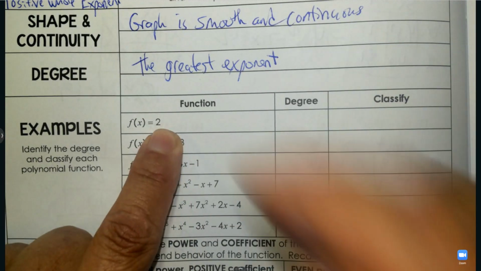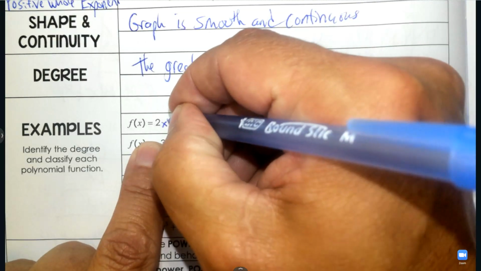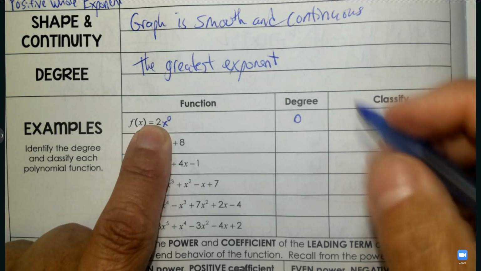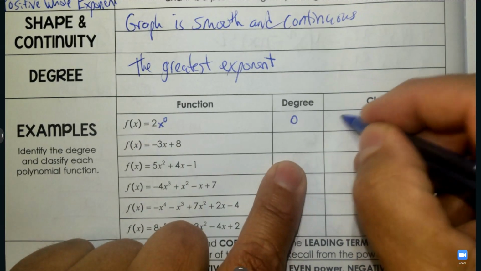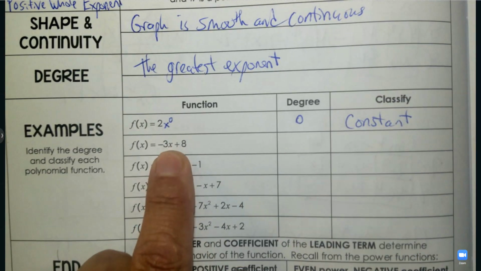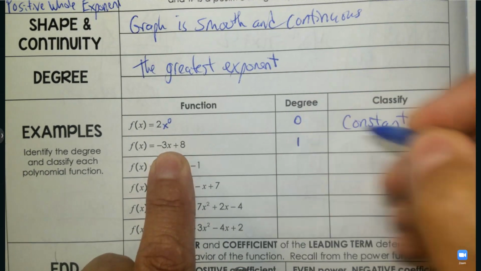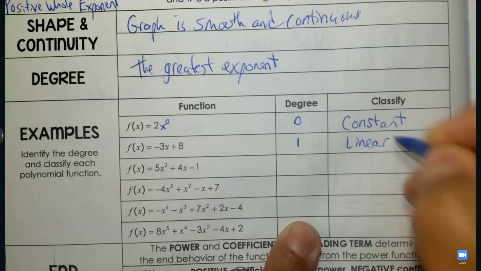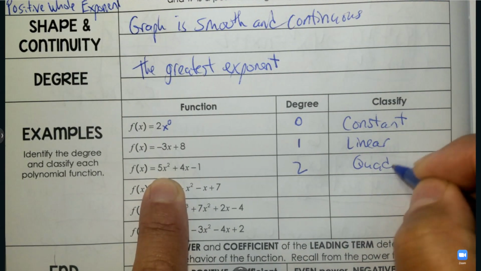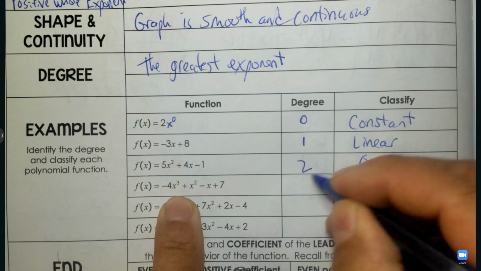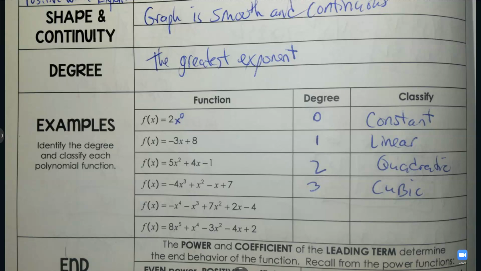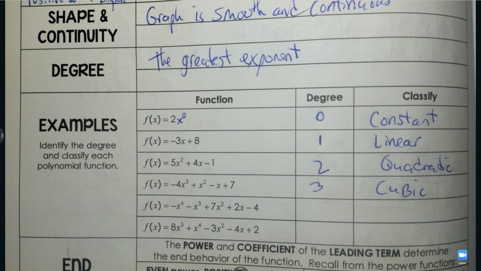So if I look here, what you don't see is x to the exponent 0. When you only see a number and no letter, the greatest exponent is 0, and we call that a constant. If you graphed it, that would be a horizontal line. Here, the exponent is invisible. That's 1, and that's a slanted line, linear. Here, the greatest exponent is 2. We call that a quadratic. The graph's a parabola. Here, the greatest exponent is 3. That's called a cubic.